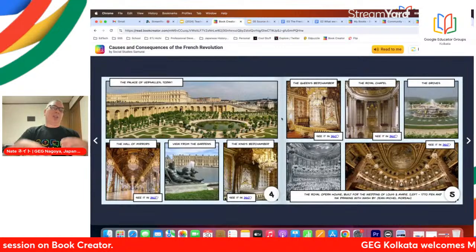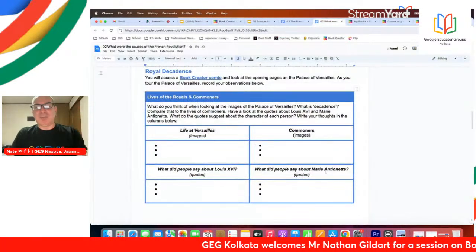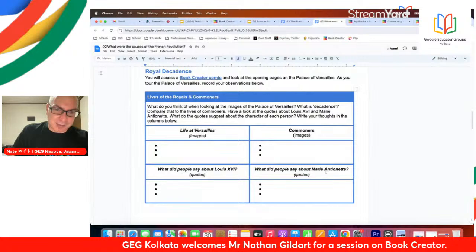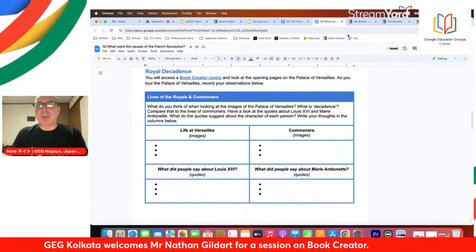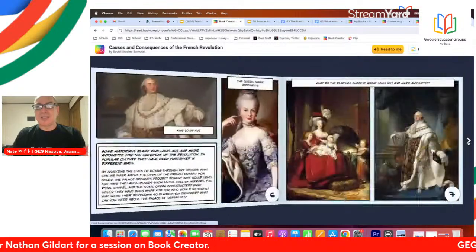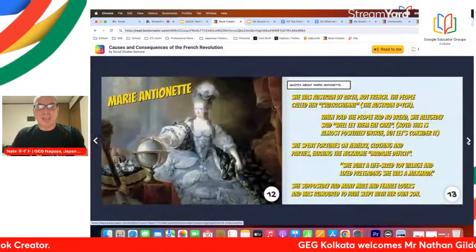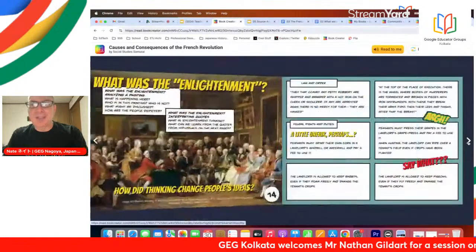This one right here, royal decadence, right? And I've got my prompts that they're looking at. What would life be like for, life at Versailles? And then I've got commoners and what people said about Louis the 16th and Marie Antoinette, which are in these next few slides right here. Even the quotes about Louis and the quotes about Marie Antoinette.